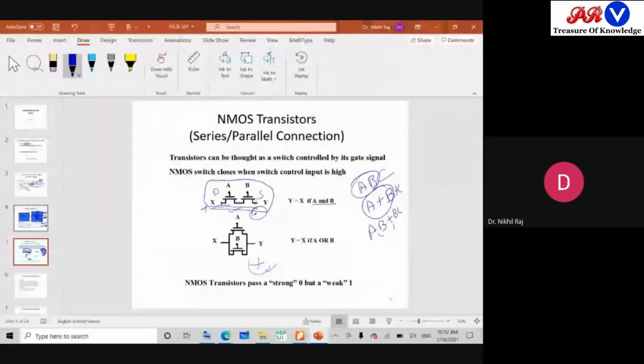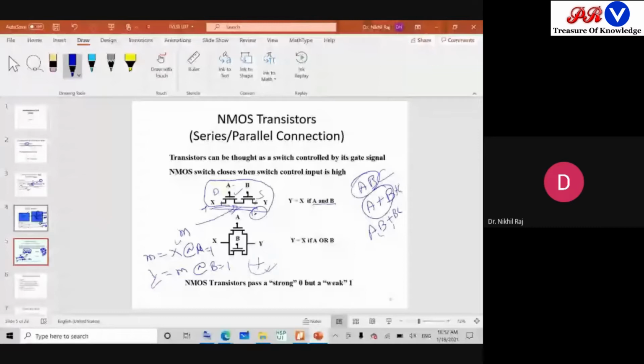So X will transfer to Y when these two series MOSFETs are on. Let's say this node is M. M will get the value of X when A is 1 and this transistor is on. Then M will replicate to Y when B is equal to 1. This means in order to transfer my input to the output, we need both MOSFETs to be in the on condition. That's why we say when they are in series, it is realizing A dot B.